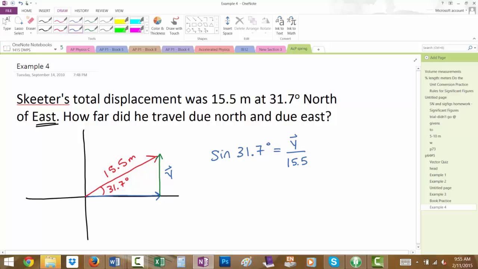Does that make sense to everybody? So the definition of sine is opposite over hypotenuse. So there's my opposite over my hypotenuse. And then I just need to get y all by itself. How do I undo dividing by 15.5? Multiply by 15.5. So in your calculator, you don't need to do the inverse stuff this time. It's just going to be 15.5 times the sine of 31.7.